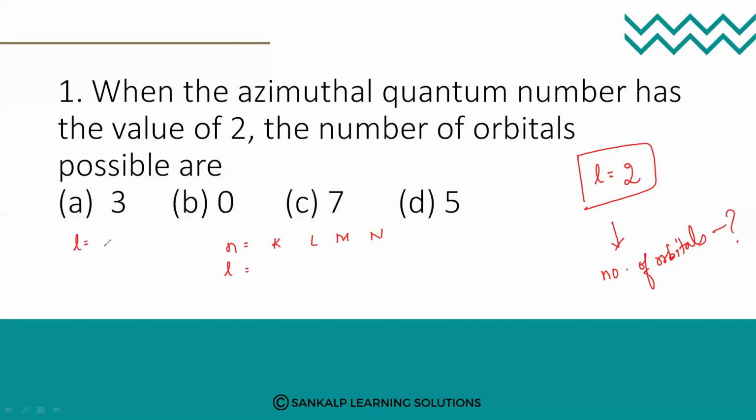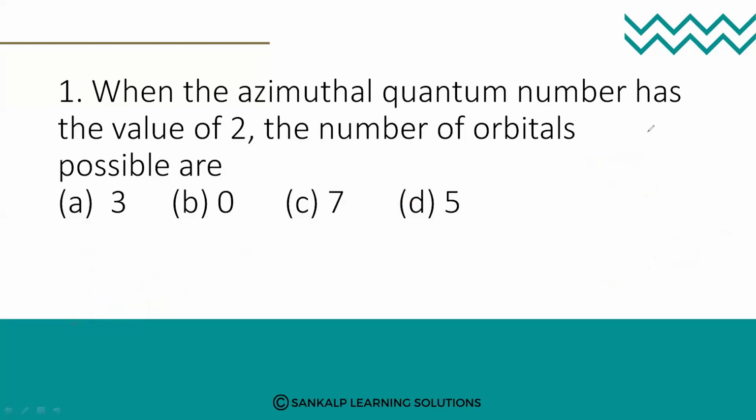The l value starts from 0. When l is equal to 0, it is s. When l is equal to 1, it is p. When l is equal to 2, it is d. When l is equal to 3, it is f. So when l is equal to 2, it is the d orbital. How many d orbitals are present? Now at least you can tell. 5, ma'am. Yes, Hema has answered correctly. So the answer is D.